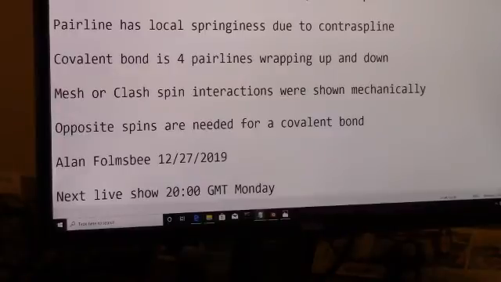There it is. The covalent bond was shown with 4 paralines. The mesh or clash spin interactions were shown mechanically. It's not a mystery. Opposite spins are needed for a covalent bond.